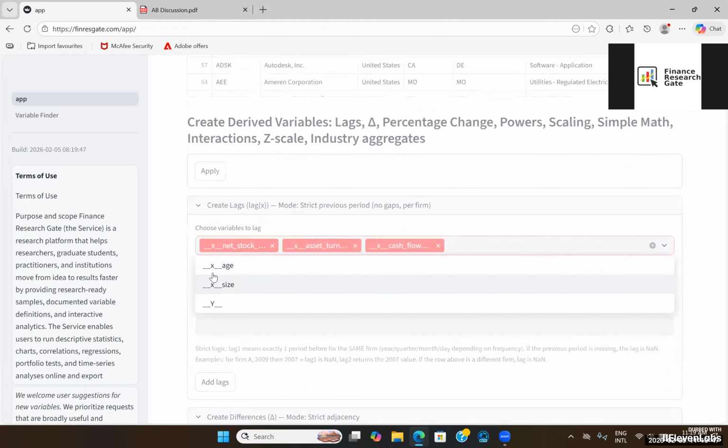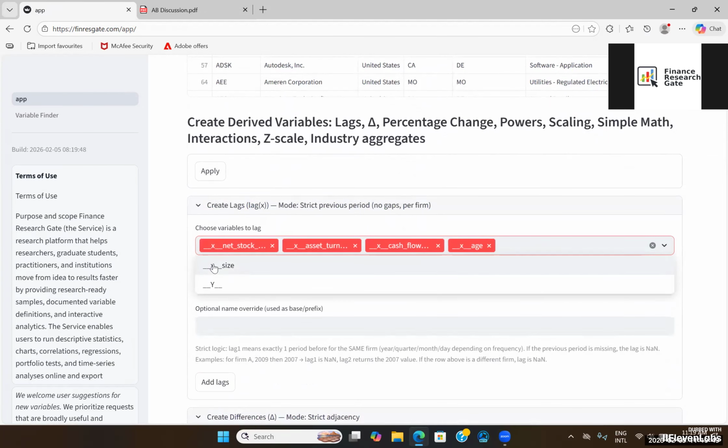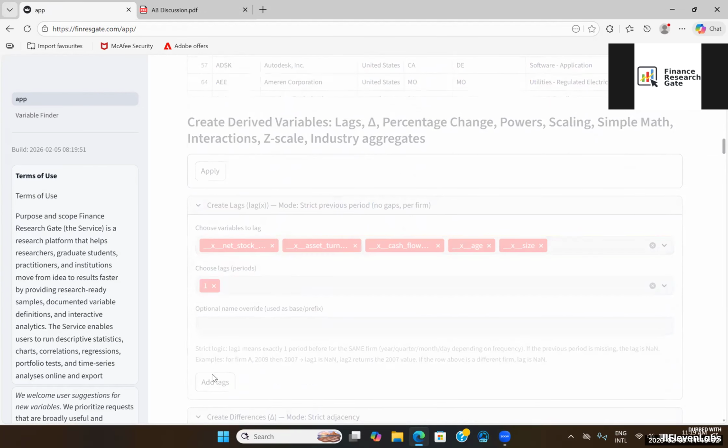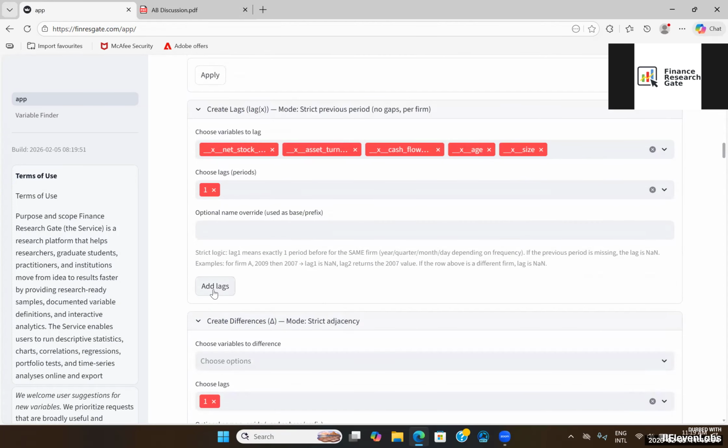So what we'll need to do next is apply a lag operation to all of the X variables. And then we will add them together.